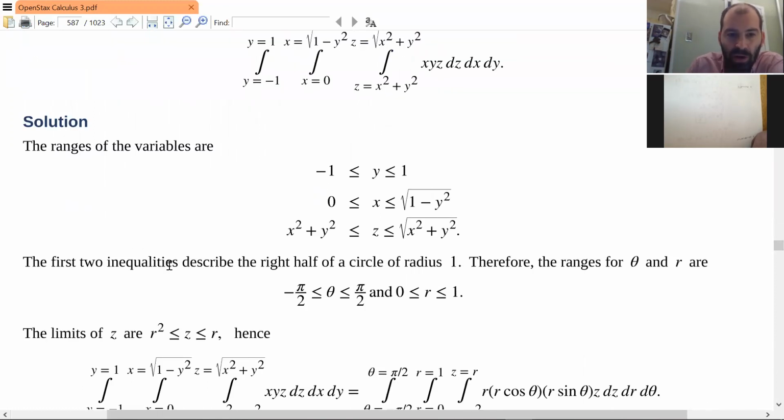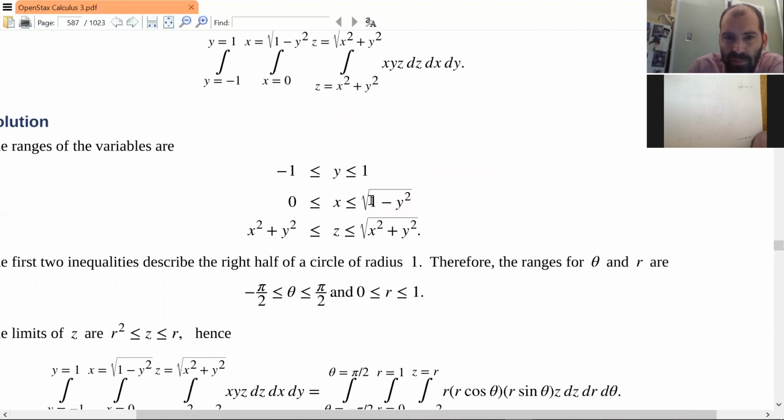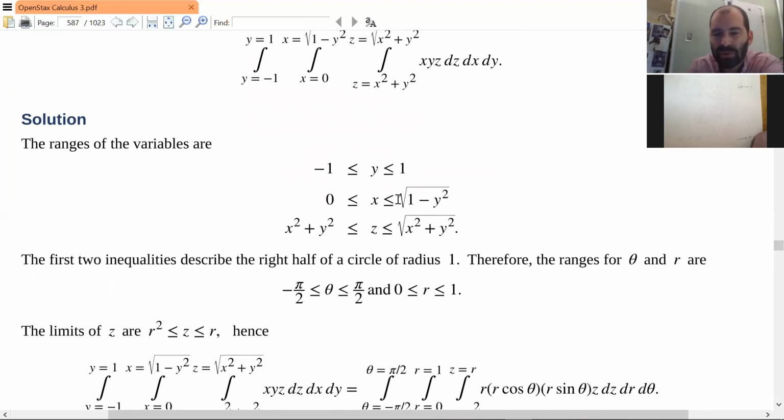The first two inequalities describe the right half of a circle of radius 1. Why is that? Well, you should recognize this over here, the square root of 1 minus y squared. That you should recognize as the equation of a circle of radius 1 solved for x. So that's where they're getting this idea that it's a circle.